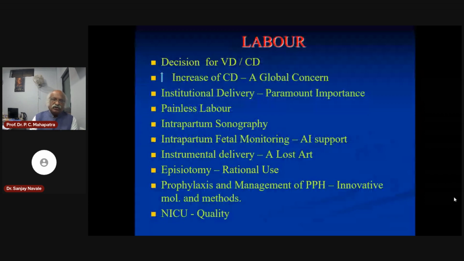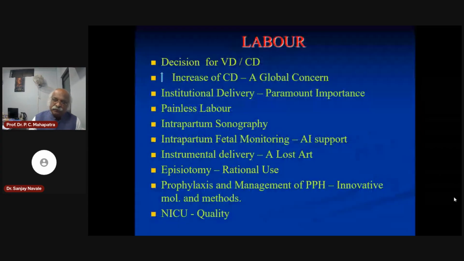Episiotomy, there is a lot of controversy regarding episiotomy, and now it has been really proved beyond doubt, and the evidence is so, that restricted episiotomy is to be done for rational use. Unnecessary episiotomy in all cases is not advisable, and the evidence also shows that.